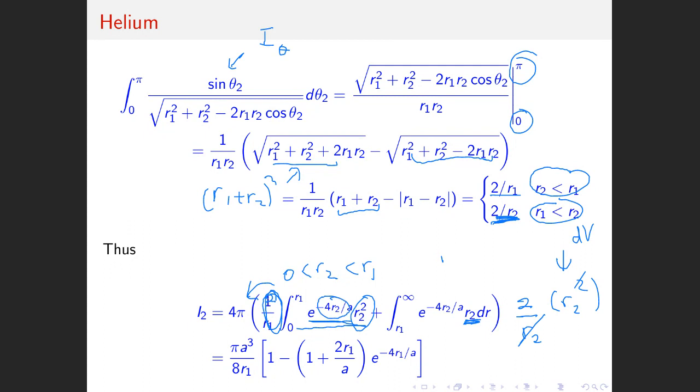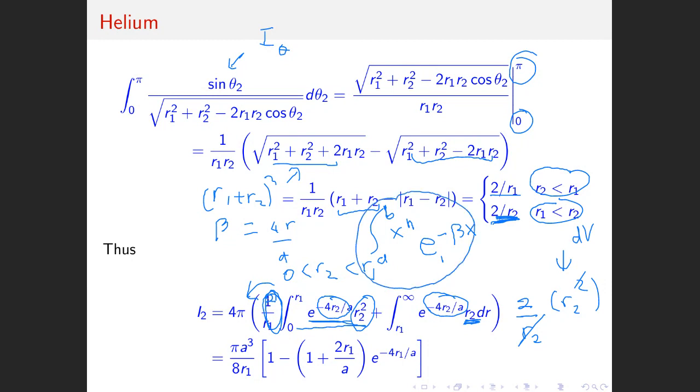And these integrals are what I told you how to compute, because if you call beta 4r over a, these integrals are of the form x^n e to the minus beta x between a and b. I've shown you how to compute those types of integrals, so plug them in. You have to calculate I2 and I1, which I showed you on the whiteboard. Once you do that, this is the result that you get.